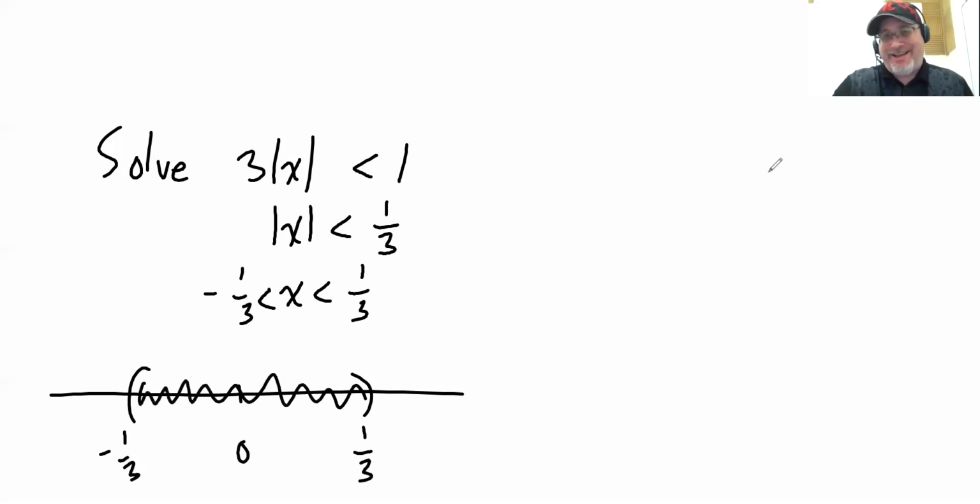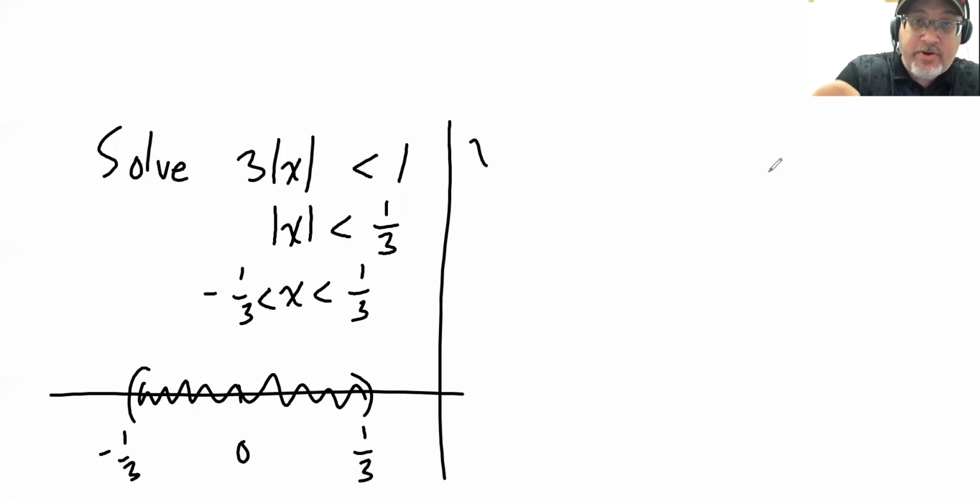But the ratio test does not know what to do when your limit is equal to 1. In other words, if this said equal, then we don't know if we get convergence or divergence. So you must check the endpoints individually for convergence. Let's start with x equals 1/3.